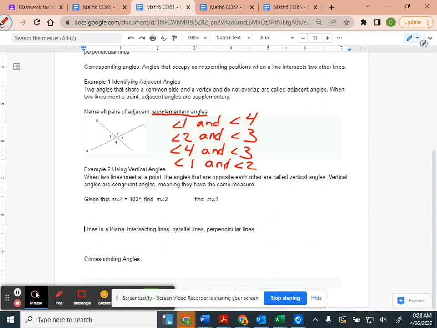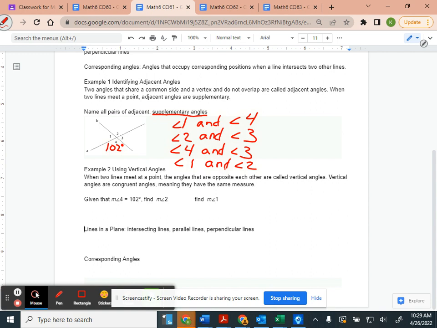All right, so now, when two lines meet at a point, the angles that are opposite each other are called vertical angles. Vertical angles are congruent angles, meaning they have the same measure. So up here we have our two lines meeting at the point, line A and line B. They meet at our point in the middle there. Vertical angles are congruent angles, so they have the same measurement. So let's say that if the measure of angle 4 is 102 degrees, can you find the measure of angle 2? What would it be?